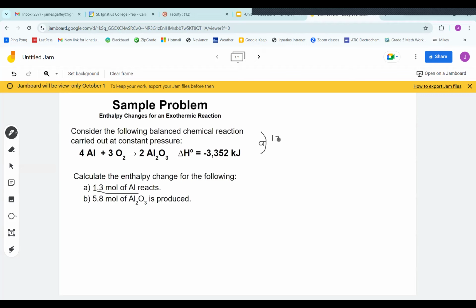Start by writing down the amount of the chemical that the problem tells us. So if we've got 1.3 moles of aluminum present and reacting, and we want to figure out the energy change, how many kilojoules of energy are we going to get out of this reaction? I'm going to look at the coefficient in front of the aluminum and the standard enthalpy change. So I know that for aluminum, 4 moles reacting means that I'm going to get 3,352 kilojoules of energy out of it.